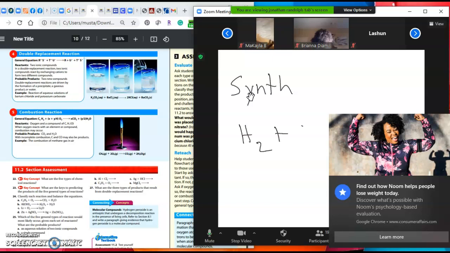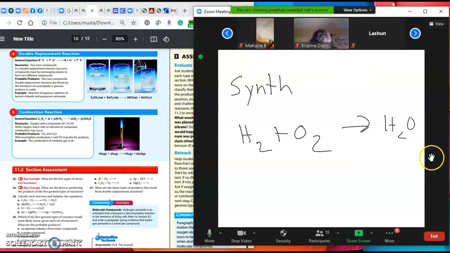So for synthesis, you had H2 plus O2. It would yield H2O. Now, if you're talking about H2O, this is what it yields and what it produces. Always remember that this has to be balanced. So you've got H2 and O2 and 2. So this guy is balanced. And this tells us that it's a synthesis reaction because you start out as 2 separates and you end up as one single whole.